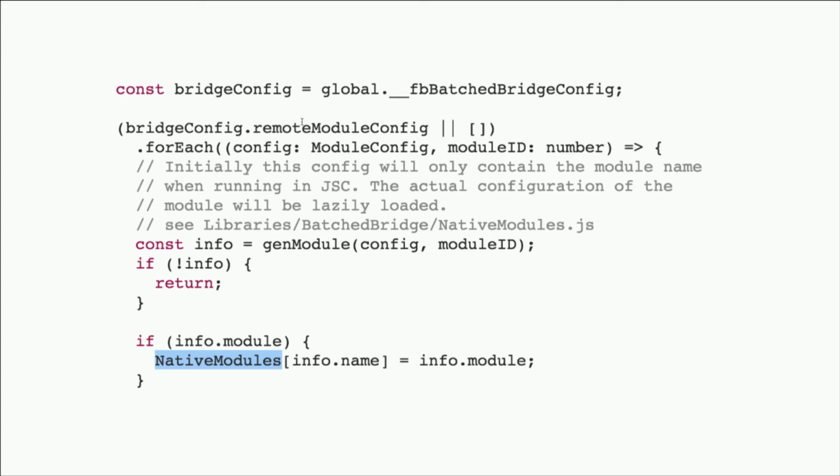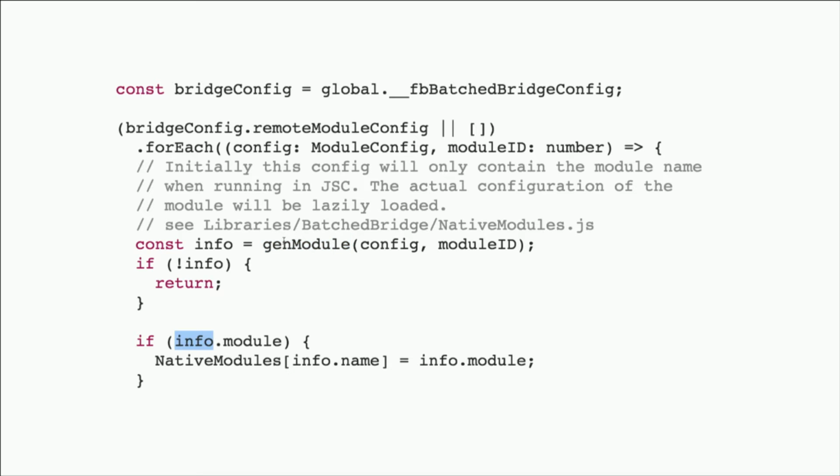So once again, we have this exported from the native side through the JavaScript context. We iterate over this configuration. We generate invocable modules from that. It's a really huge piece of code, so I decided not to include it in this presentation. Otherwise, it's complete mind blown.